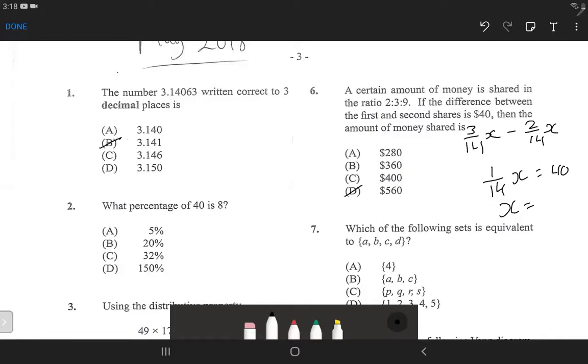What percentage of 40 is 8? Well, 8 over 40 is the same as 1 over 5, which is 20%.